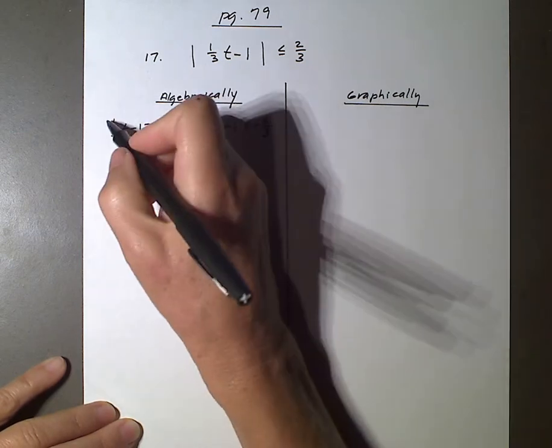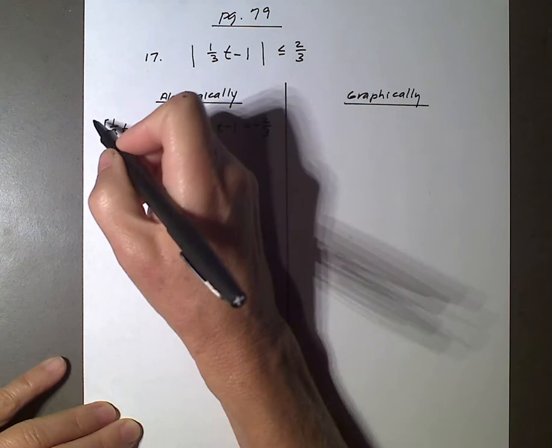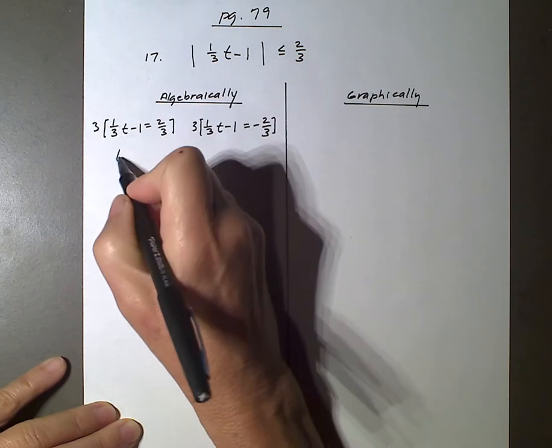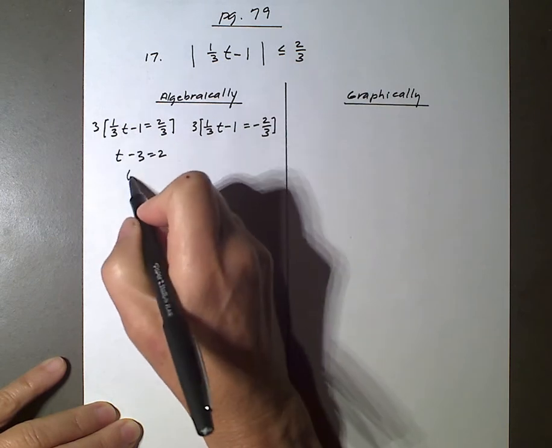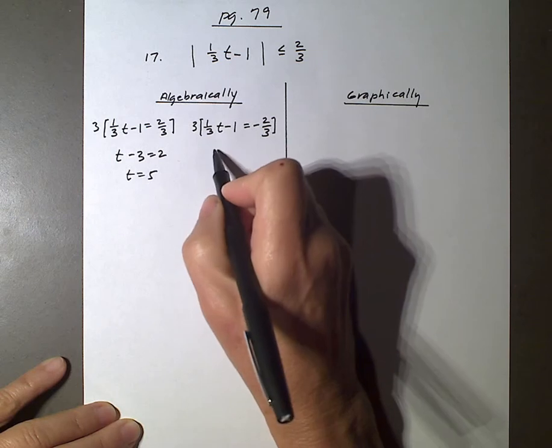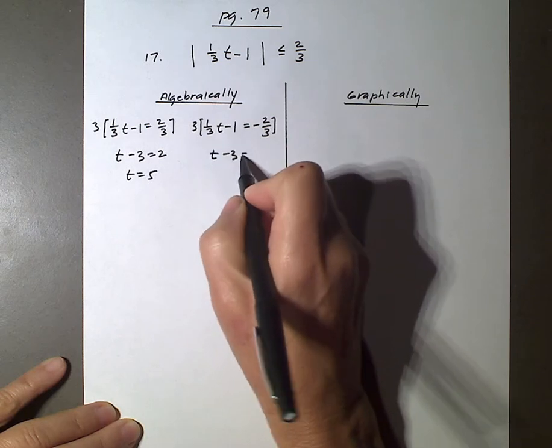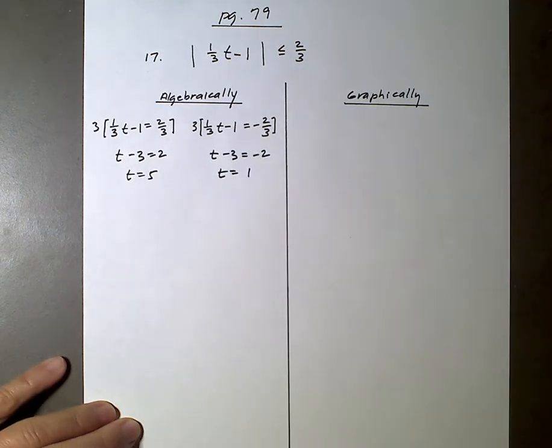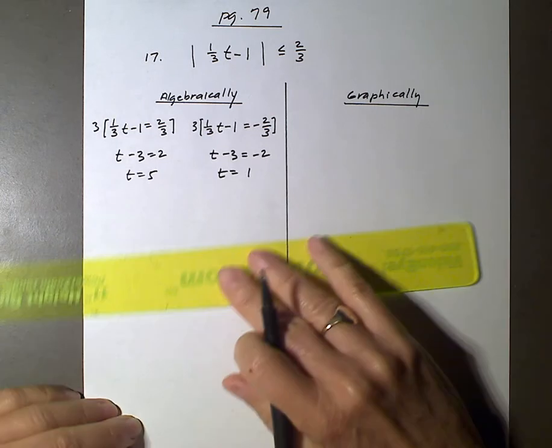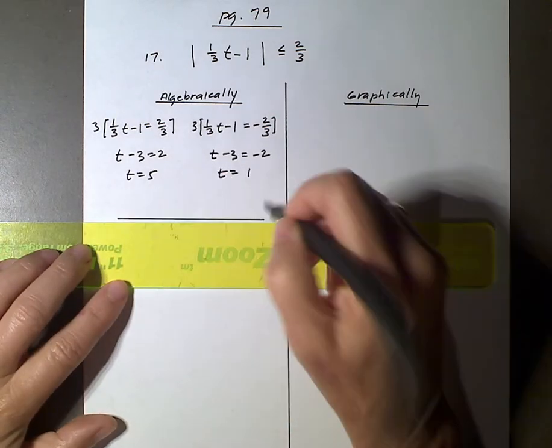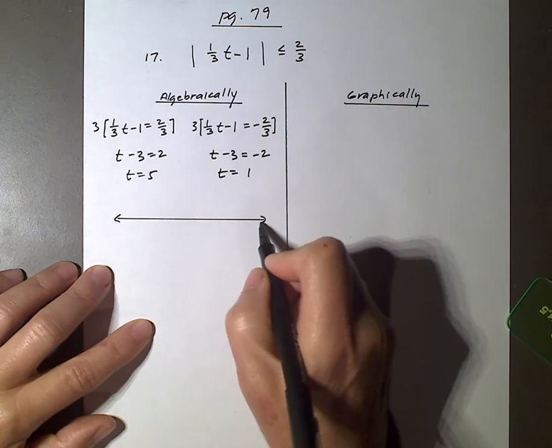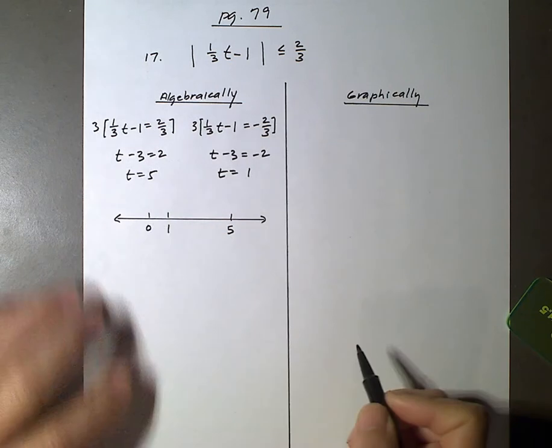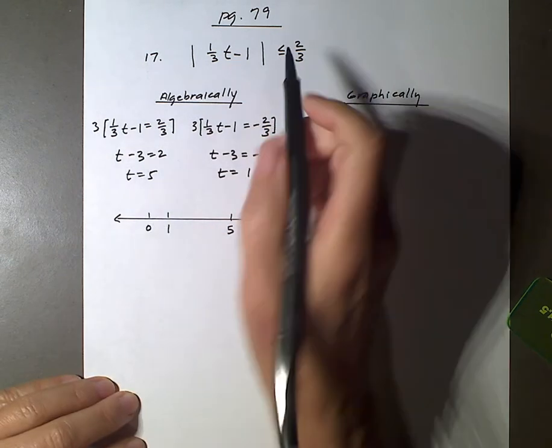So I'm going to clear the fractions. So I'll have t minus 3 equals 2 and t equals 5. And on this side I will have t minus 3 equals negative 2. So t equals, adding 3 to both sides, positive 1. So those are my two critical points. Plot them. Here's, say, a positive 1, positive 5. I'm going to put in 0 as a reference. Because this is a less than or equal to, these are going to be solid points.